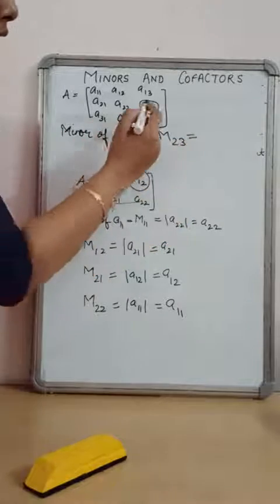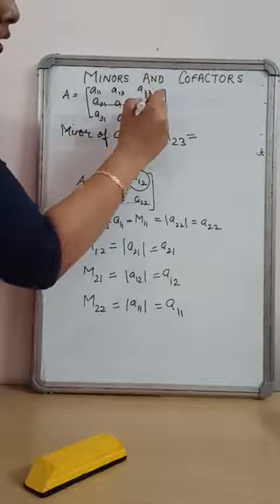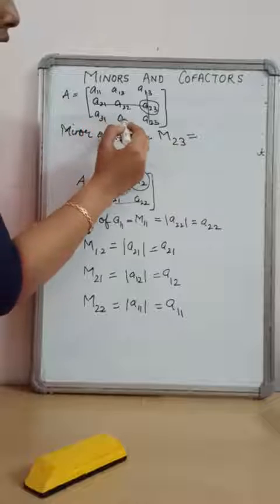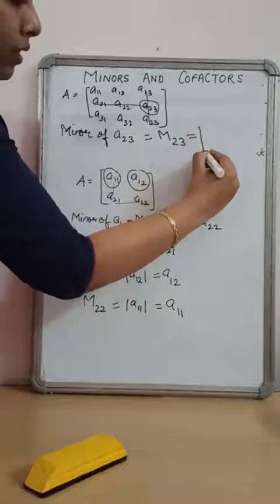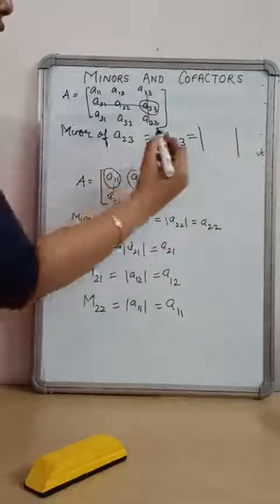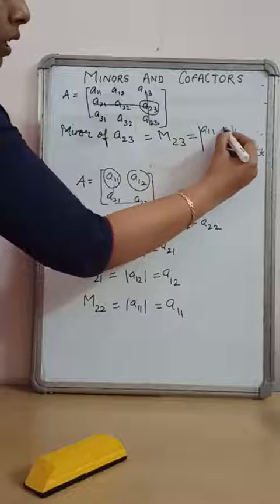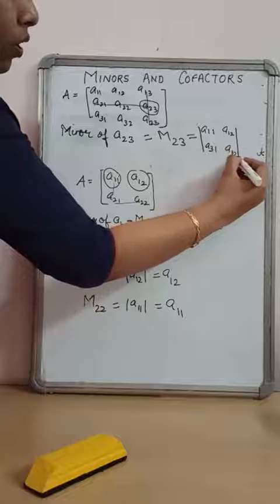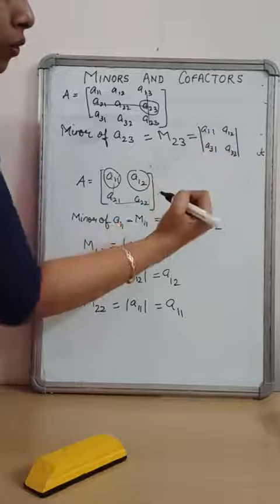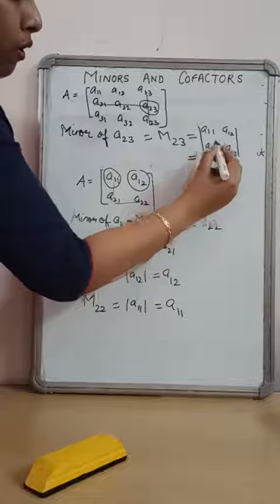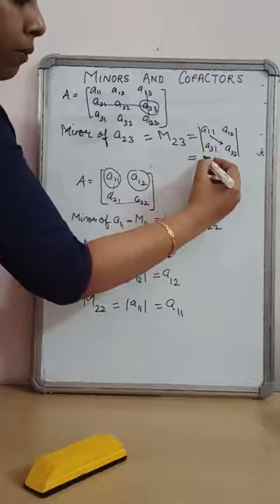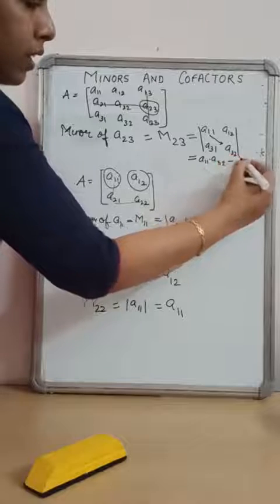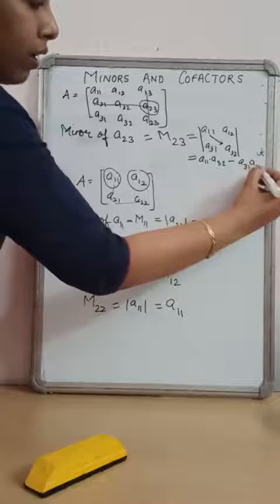You will eliminate the second row, third column. So what is left? A11, A12, A31, A32. Write the elements in the determinant form in the given order. A11, A12, A31, A32. Now again it is a determinant of 4 elements. So you will follow the same process of finding the determinant. A11 into A32 minus A31 into A12.